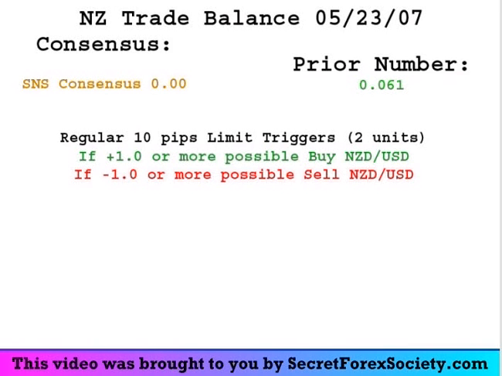On the other hand, if the trade balance comes out negative 1 billion, it would be a possible sell on NZD USD, with a 10 pip limit trigger. I'm not even going to use OANDA here, okay? All I'm going to use is my MB Trading account. In fact, I need to start it off right now, and that's all I'll do. Just try to trade NZD USD on MB Trading.